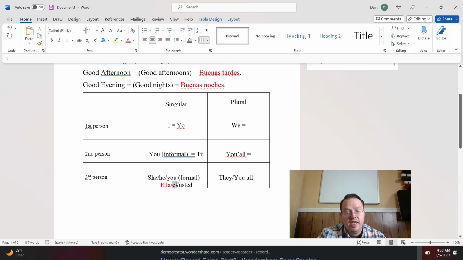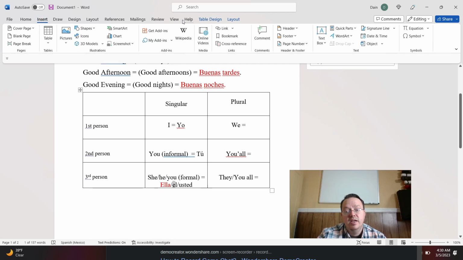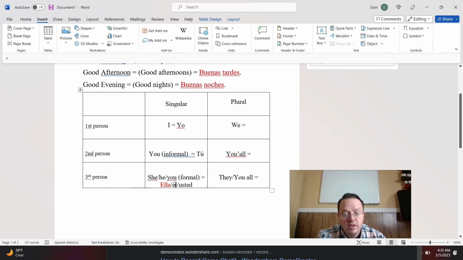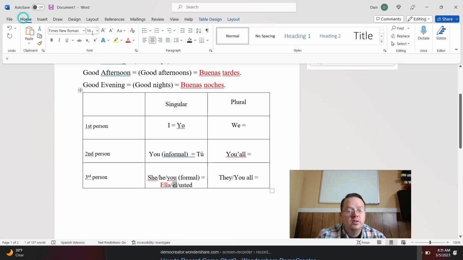He in Spanish is él, E-L. And we have to make sure we put an accent over the E, because if you don't, el by itself without the accent mark is the. So there we go. You, formal, is usted. And now we have that singular right here.